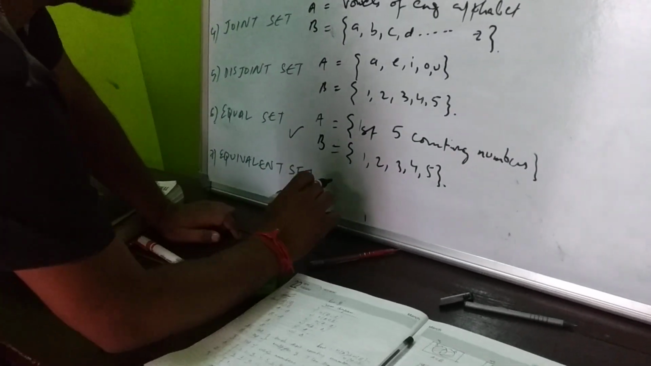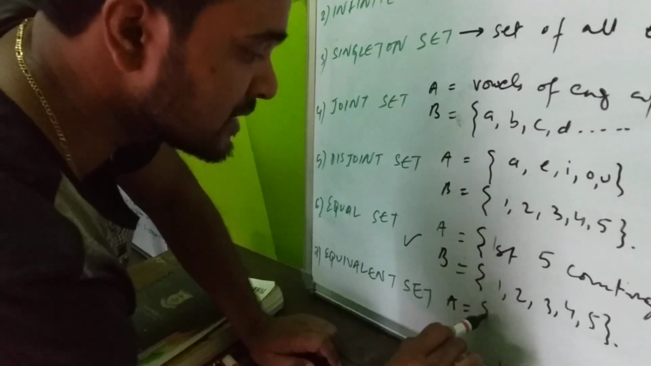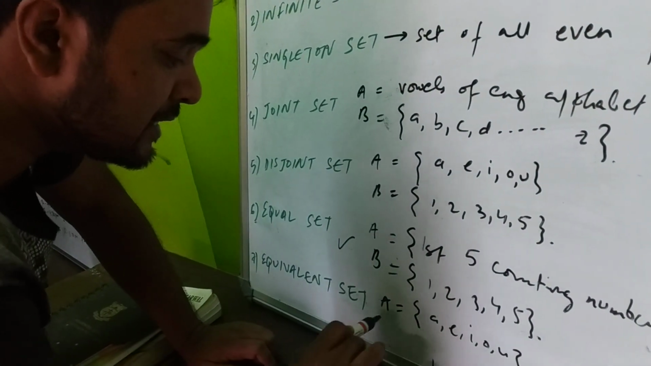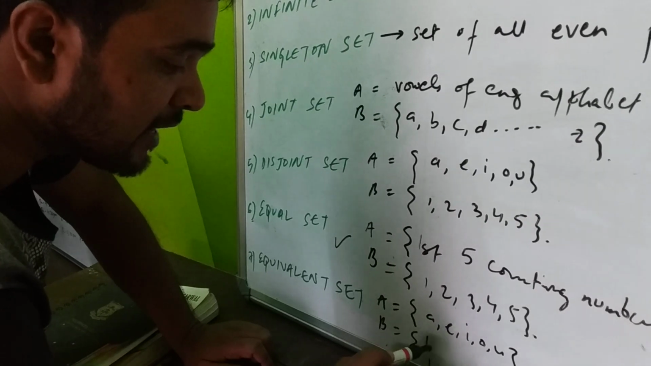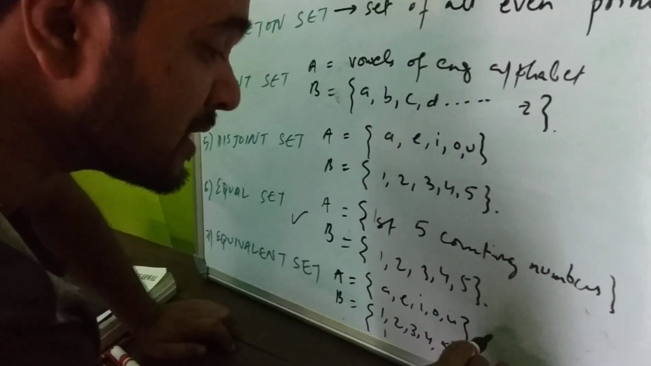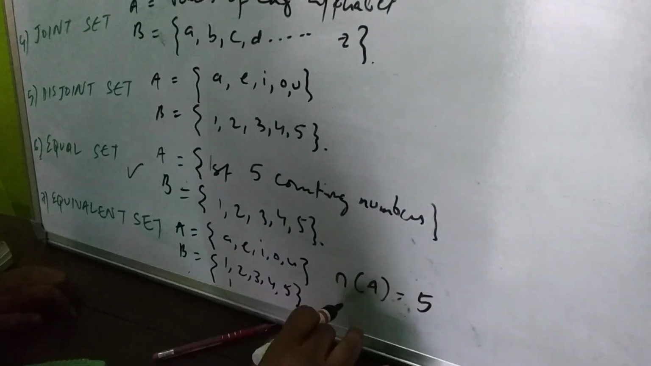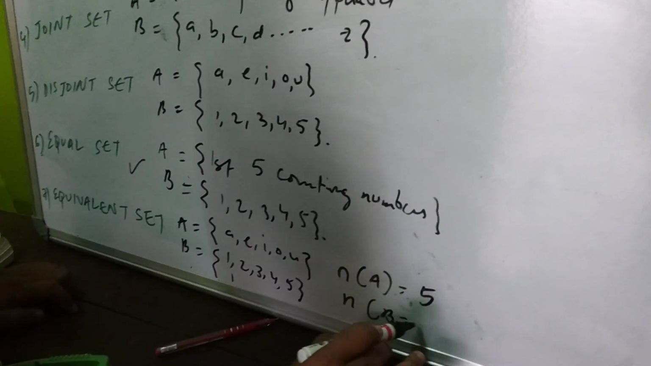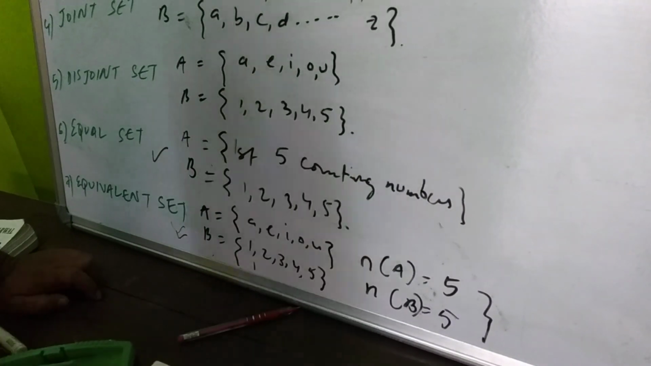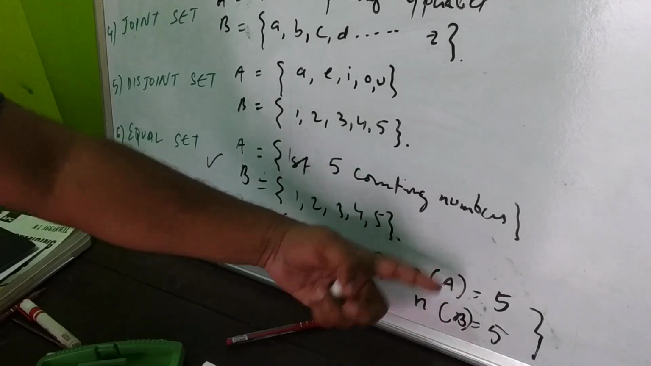Now for equivalent sets, the elements need not necessarily be the same. Let's say this is A, E, I, O and U, and set B is 1, 2, 3, 4 and 5. These are different elements. But if you look at the number of elements present in A, this is the cardinal number, it is 5, and the number of elements present in B is also 5. Therefore, they are equivalent sets. So in equal sets, the elements are the same. In equivalent sets, the number of elements are the same.